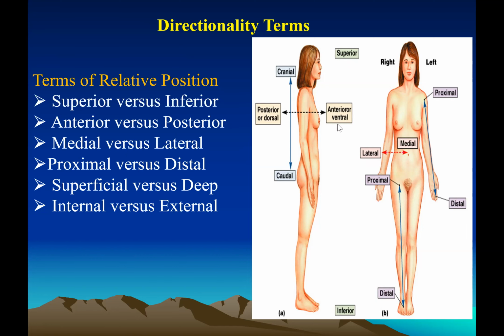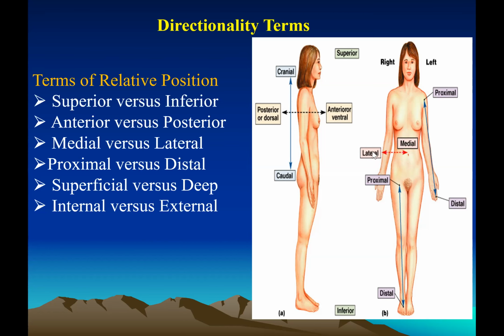The front of the body is anterior. The back is posterior or dorsal. Anterior or ventral, posterior or dorsal. If it is right in the center or midline of the body, let's say there's an imaginary line that goes down through the nose, your neck, and right through your navel, the midline, that is called medial. Anything away from the midline is called lateral.